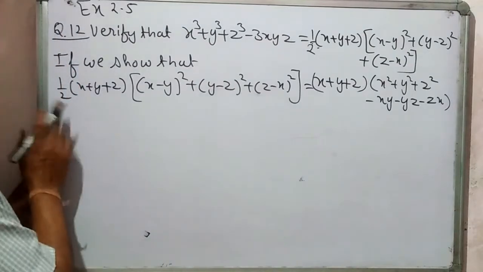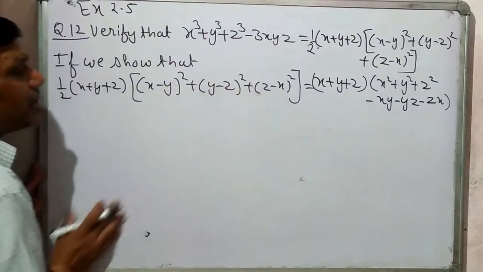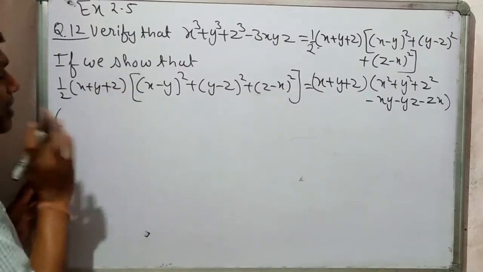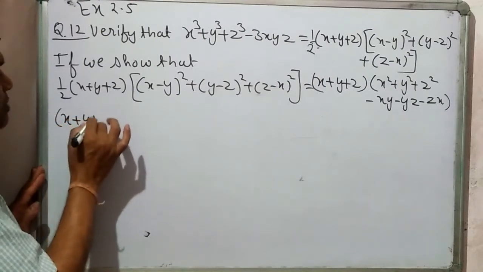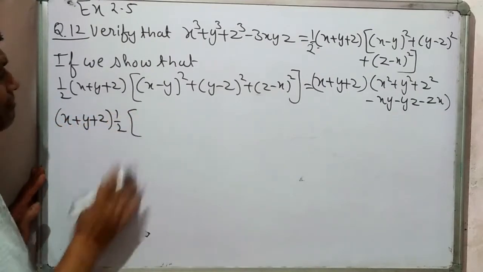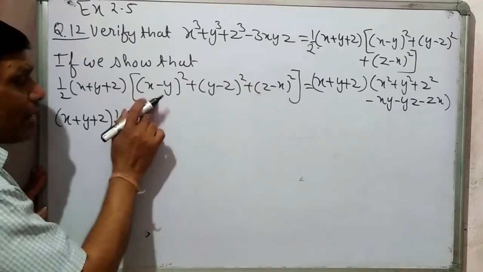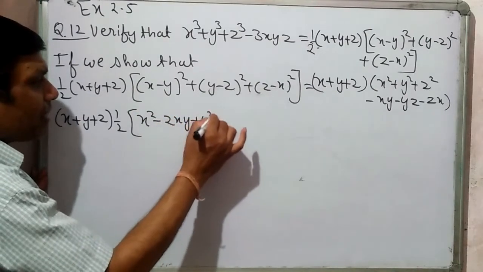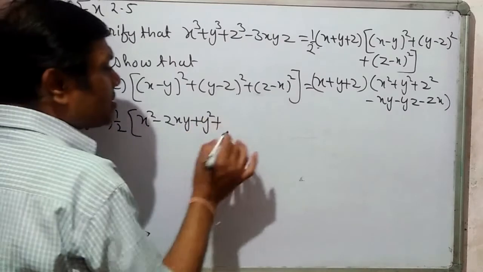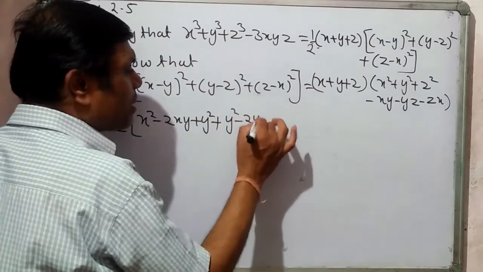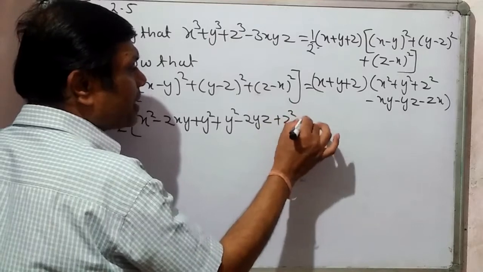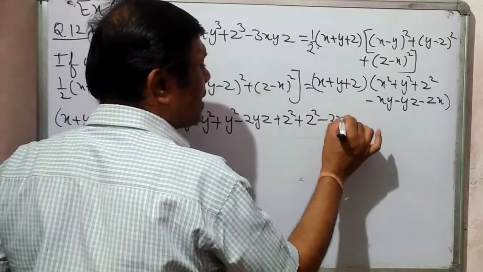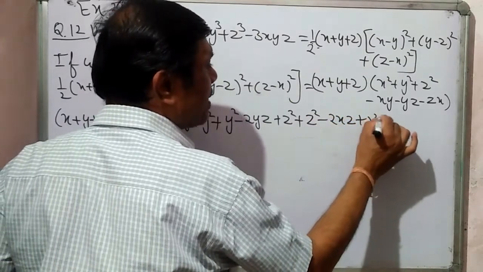What we'll do, we'll first expand these whole squares and we shift this half in multiplication over here. What we have is x plus y plus z multiplied by half, square of x minus y whole square, x square minus 2xy plus y square, y minus z whole square, y square minus twice yz plus z square, square of z minus x whole square is z square minus twice xz plus x square.